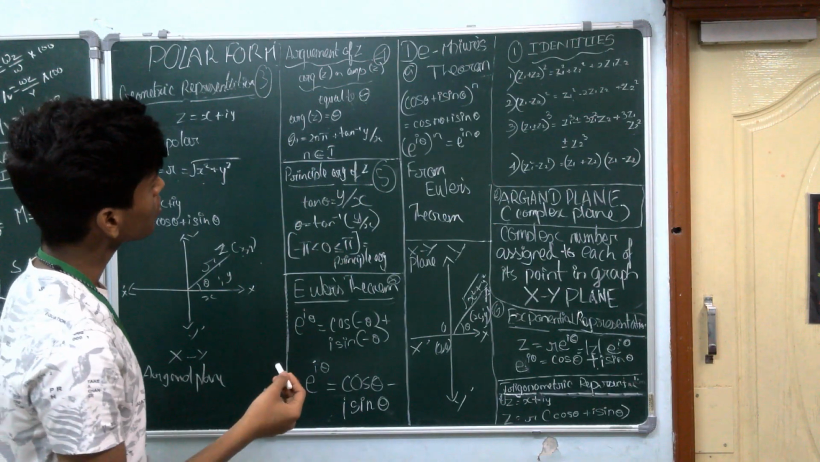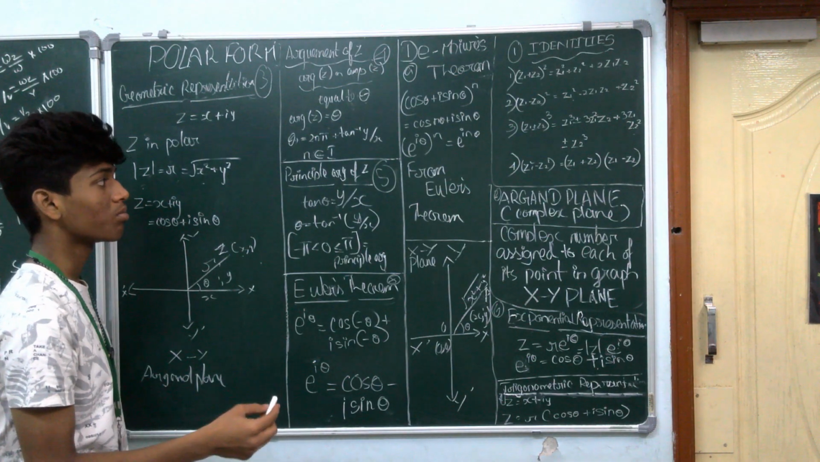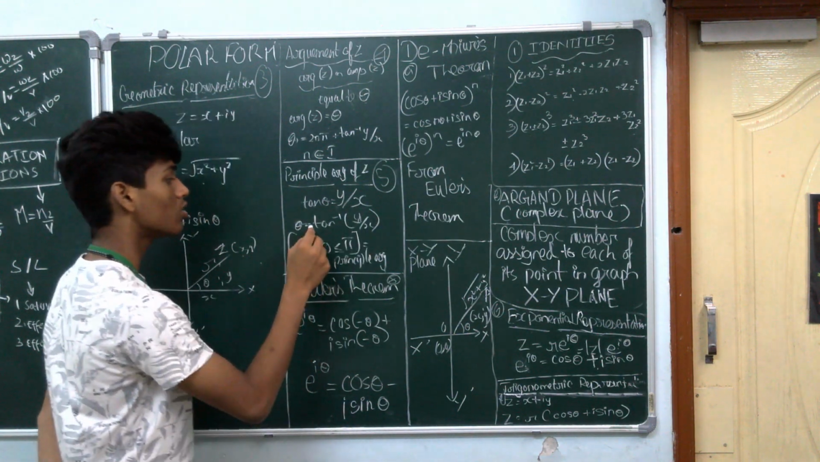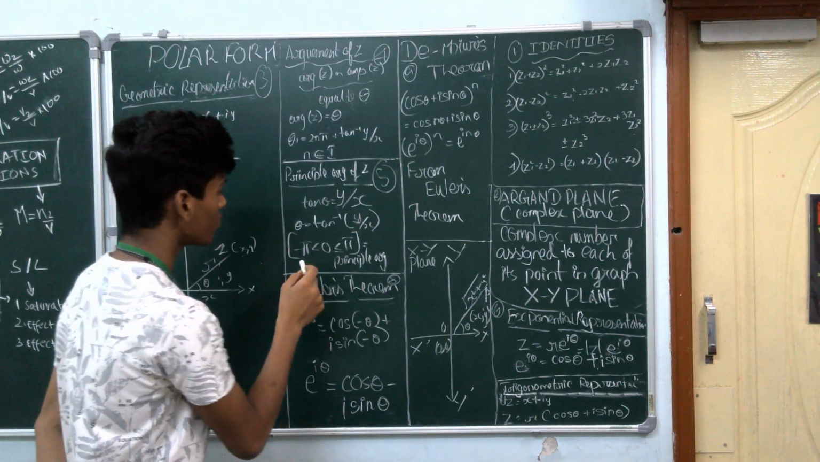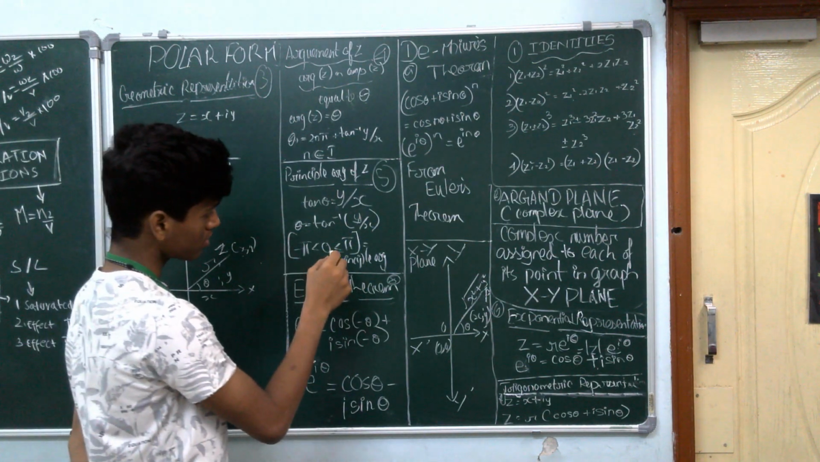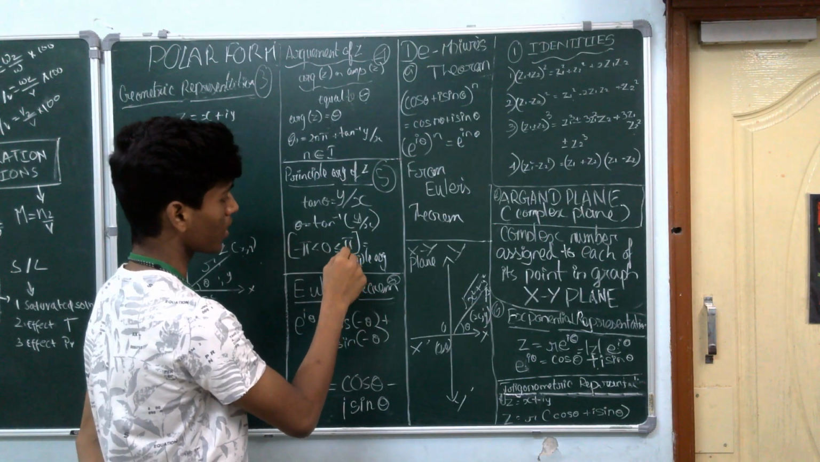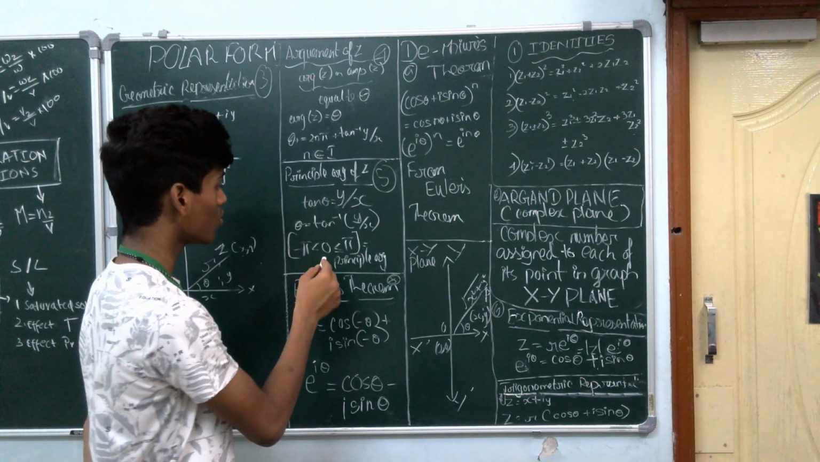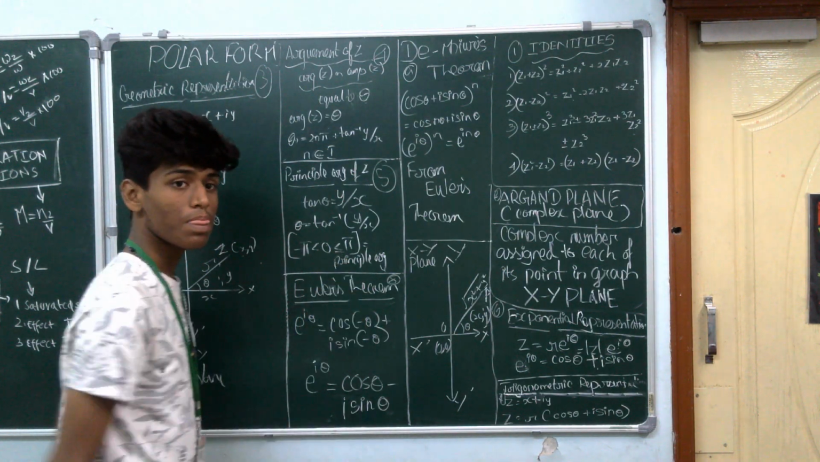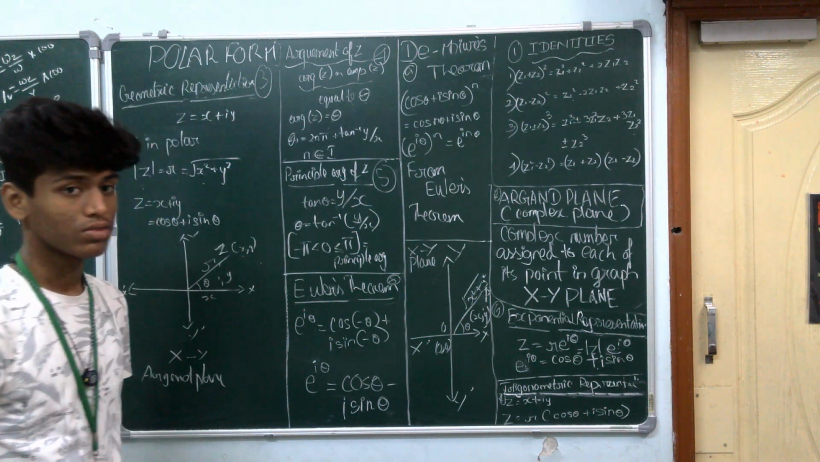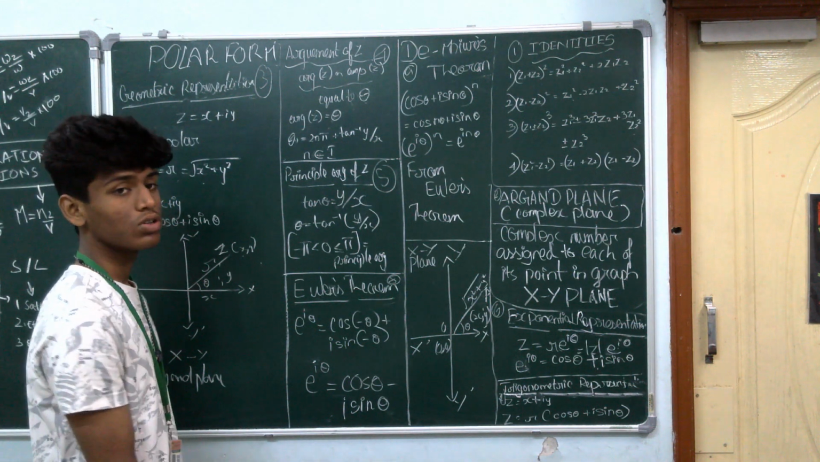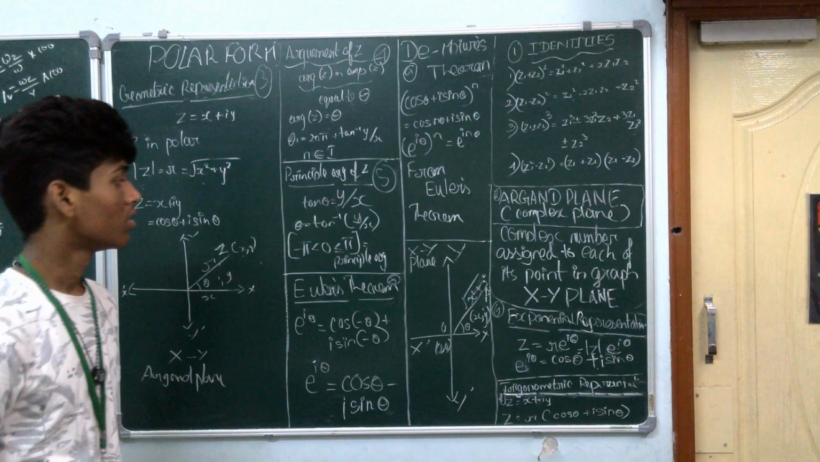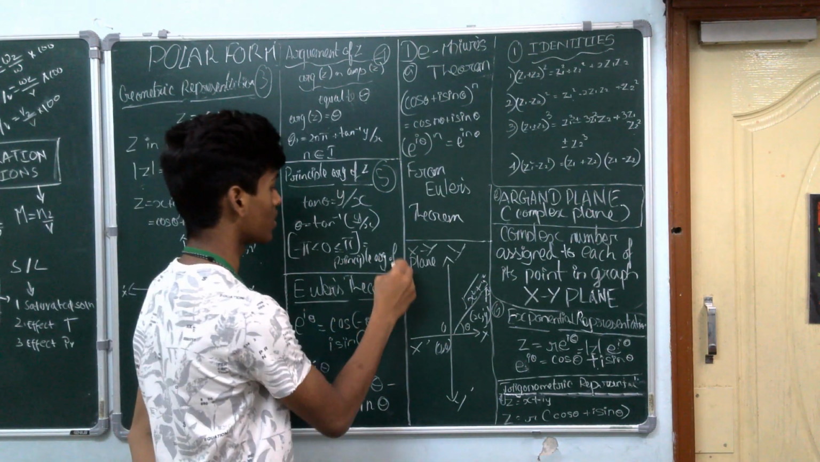The principal argument of z: because tan theta is equal to y by x, theta is equal to tan inverse of y by x. So we can say minus pi is less than theta, and theta is less than or equal to pi. Minus pi is less than theta, theta is less than or equal to pi. It means theta lies between minus pi and plus pi, which is the principal argument of z.